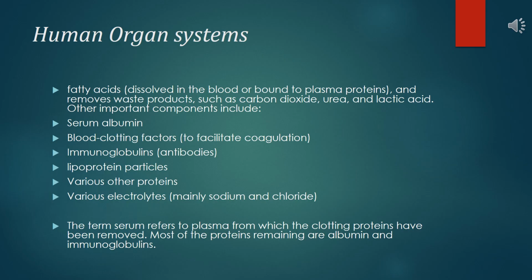Other important components include serum albumin, blood clotting factors to facilitate coagulation, immunoglobulins (antibodies), lipoprotein particles, various other proteins, and various electrolytes, mainly sodium and chloride. The term serum refers to plasma from which the clotting proteins have been removed. Most of the proteins remaining are albumin and immunoglobulins.